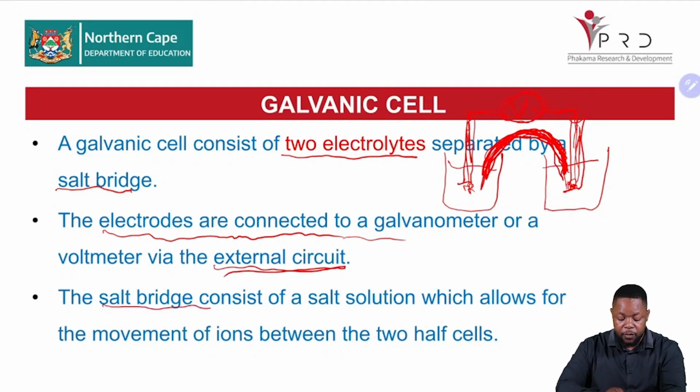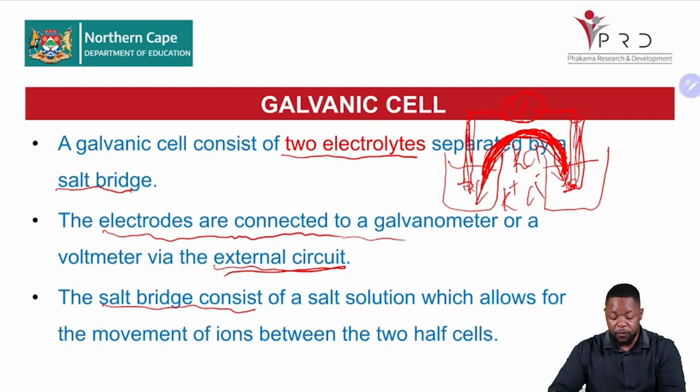The salt bridge consists of salt solutions which allow movement of ions between two half cells. So the salt bridge will consist of an ion. An example in this case can be potassium chloride. The potassium chloride will separate into its ions, forming the potassium ions and the chloride ions, which move into the different half cells to neutralize the circuit. So the movement of these ions is between these two half cells. The positive ions will move in one direction, and the negative ions will move in the other direction.